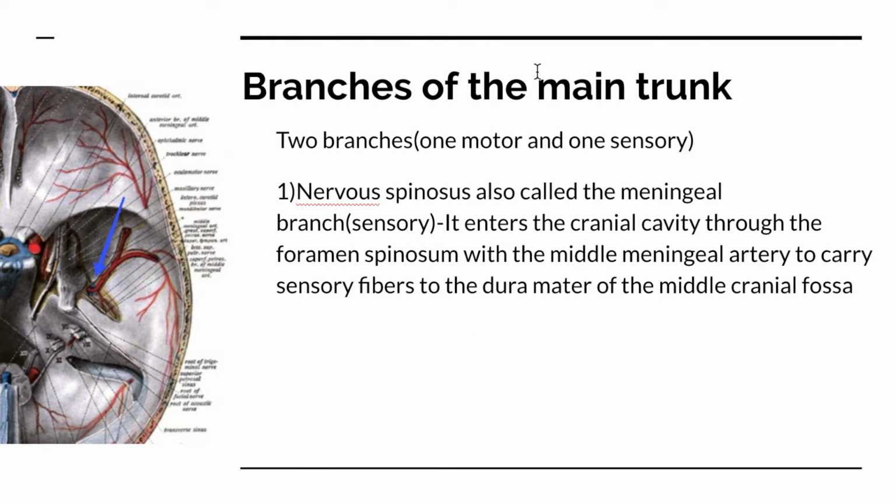Now let's come to the branches of the main trunk. So there are two branches, one is motor and one is sensory. The first branch is the nervus spinosus or the sensory branch. It is also called the meningeal branch because it supplies the dura of the cranial fossa. It enters the cavity through the foramen spinosum with the middle meningeal artery to carry sensory fibers to the dura of the middle cranial fossa.